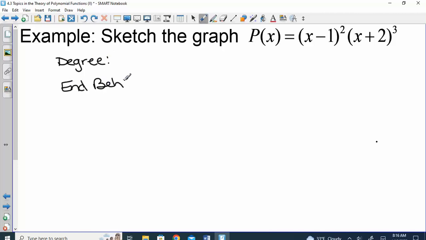All right. If I were to multiply this all out, what would my degree be? 5, because we have 2 x's here and 3 here, so altogether the degree is 5. So what's the end behavior? Down, up. Oh, it's up.